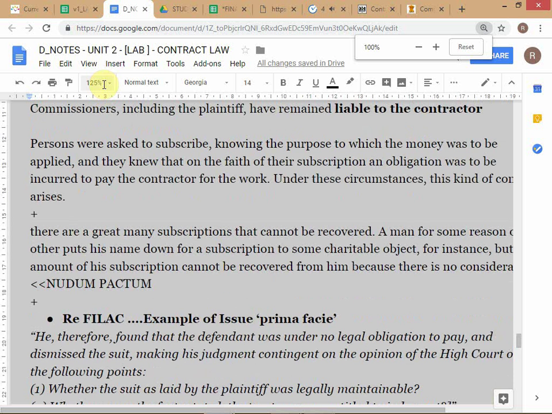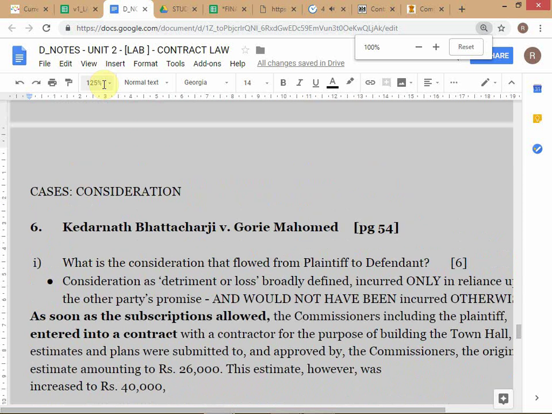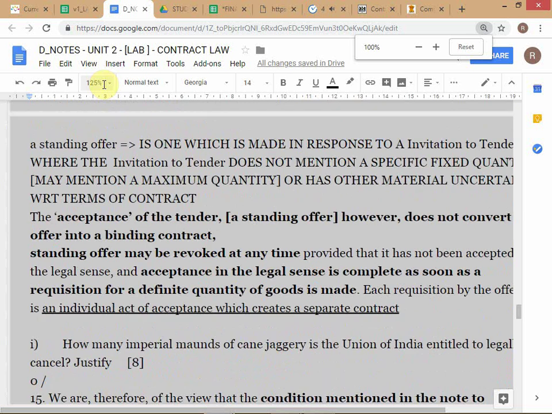Alright, is the font big enough? Yash at the back? Okay. So, where were we? We have to go here.